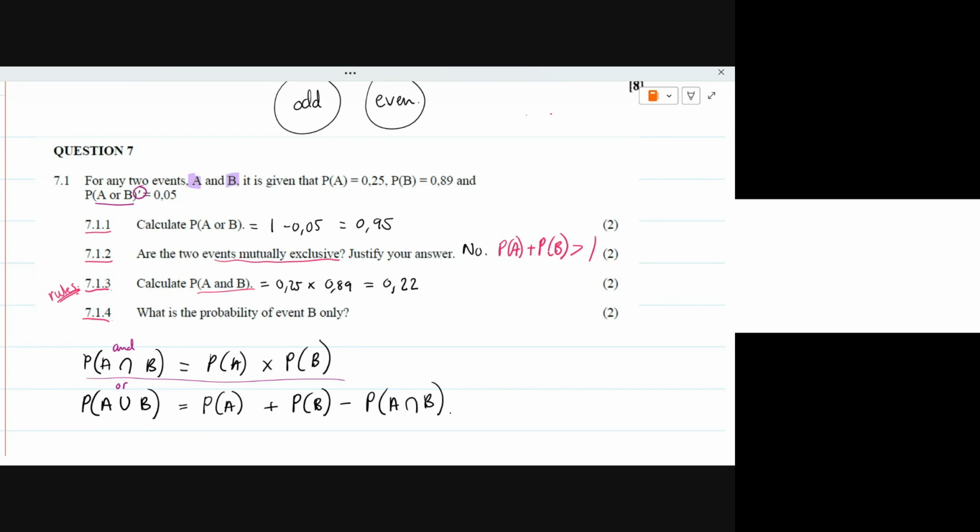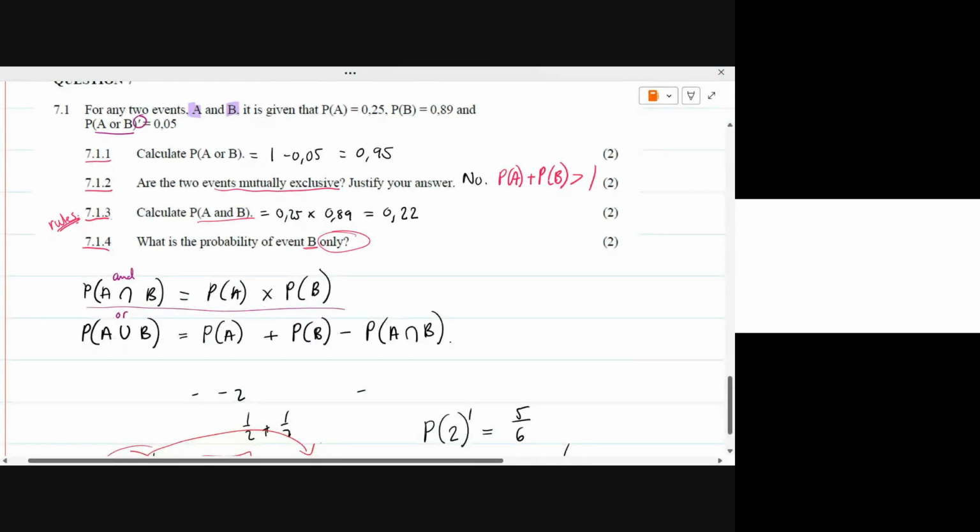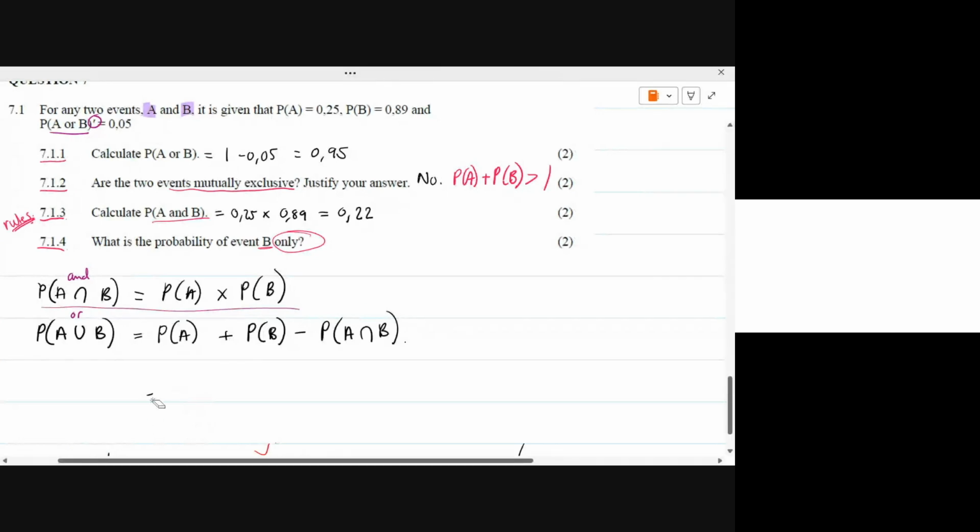Okay, now here's an interesting one. 7.1.4 says, what is the probability of event B only? Event B only. Now, where do we normally see the word only when we're talking about probability? When we're drawing what? By drawing a Venn diagram. Absolutely, my darling. That's it. We are drawing a Venn diagram.